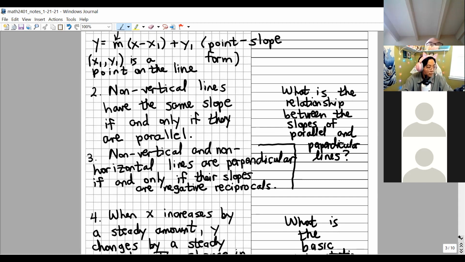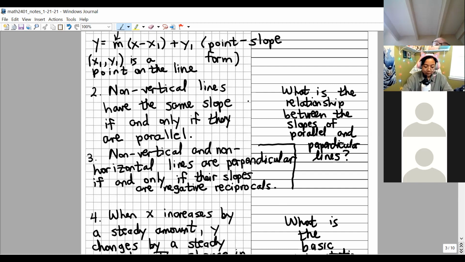Now, 2 and 3 here are just facts about straight lines that are also going to be important to us. They're kind of random facts, but I threw them into this list because they're going to be useful. If you have two lines that are non-vertical, vertical lines being straight up and down, they're going to have the same slope value, that m value, if and only if they are parallel to one another.